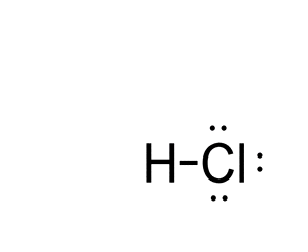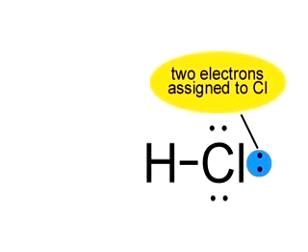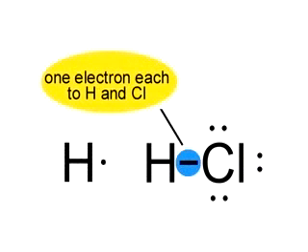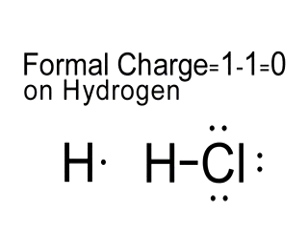The rules for calculating the number of valence electrons in a molecule are illustrated by the example of HCl. Unshared electron pairs are assigned entirely to the atom carrying them, and shared electron pairs are assigned equally to the two atoms sharing them. The free hydrogen atom has one valence electron. The formal charge on hydrogen in HCl is calculated to be 0.